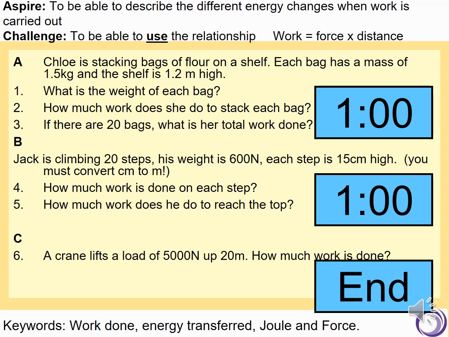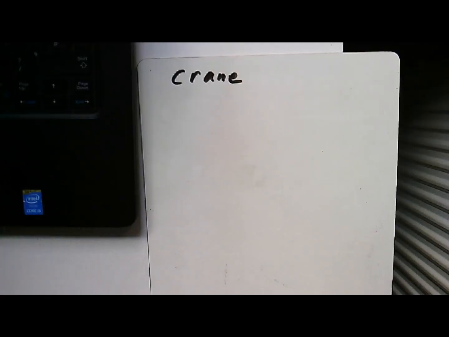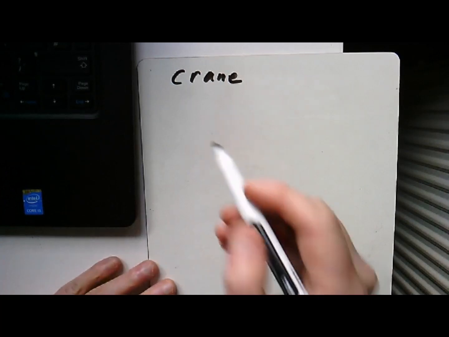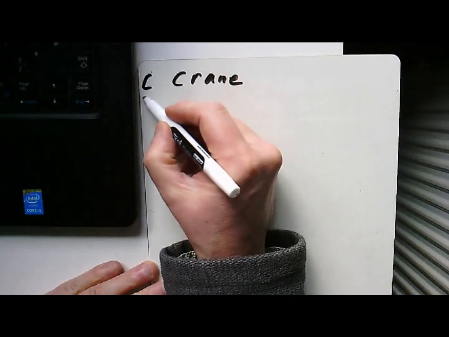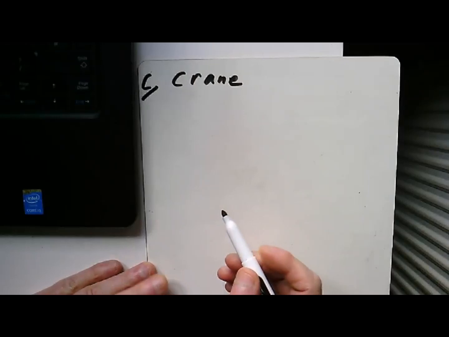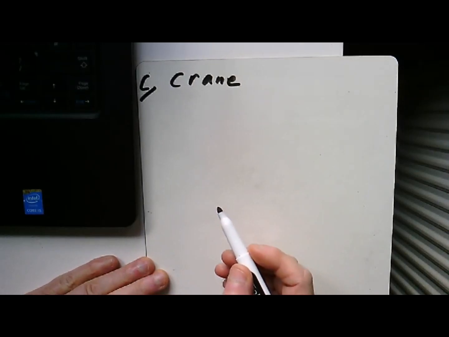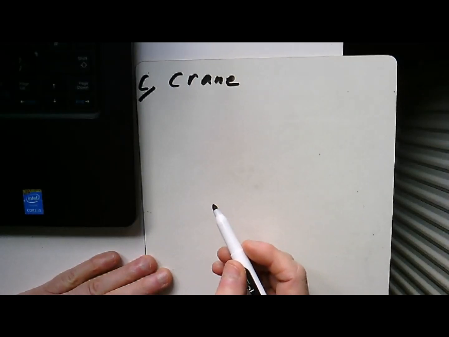Okay, so let's look at how I answer that question now. Okay, let's kick off looking at part C, which hopefully is about a crane. This is probably the easiest question there. So a crane lifts a load of 5,000 newtons up 20 metres. How much work is done?